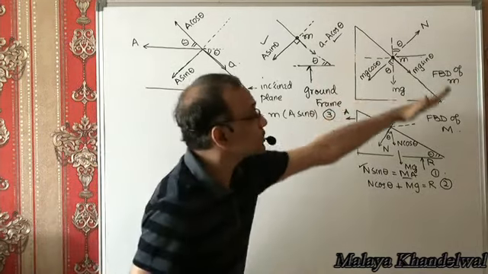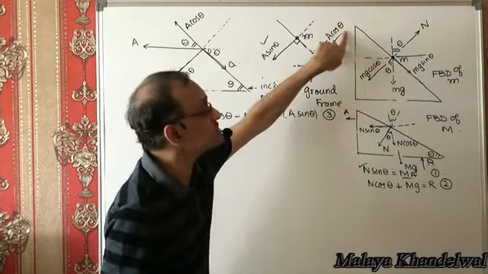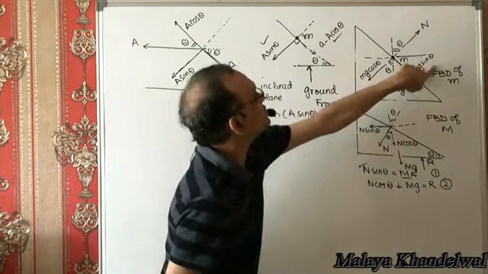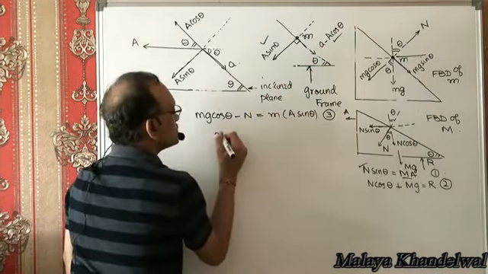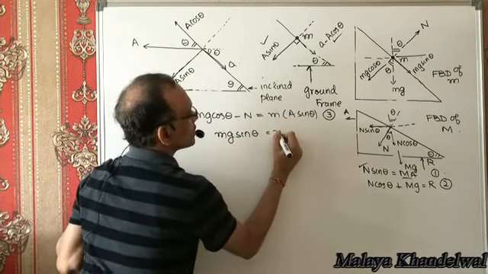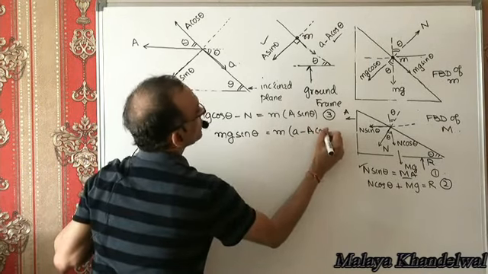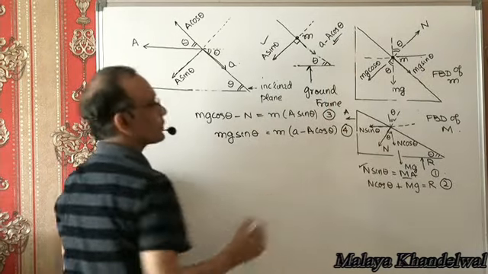Now parallel to the plane, what's the acceleration? It is small a minus capital A cos theta. And what causes that? All forces parallel to the plane, that is mg sin theta. So mg sin theta causes small a minus capital A cos theta. This acceleration. That's equation 4, right?